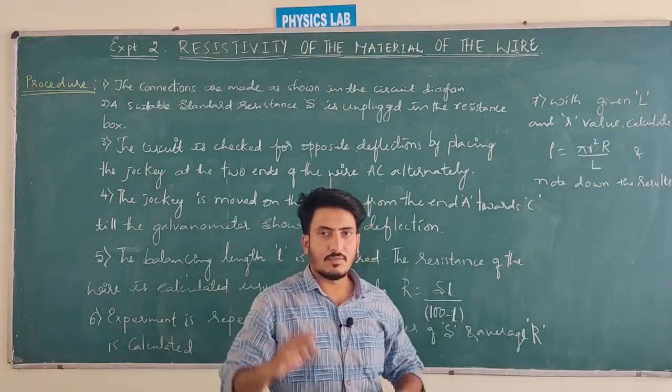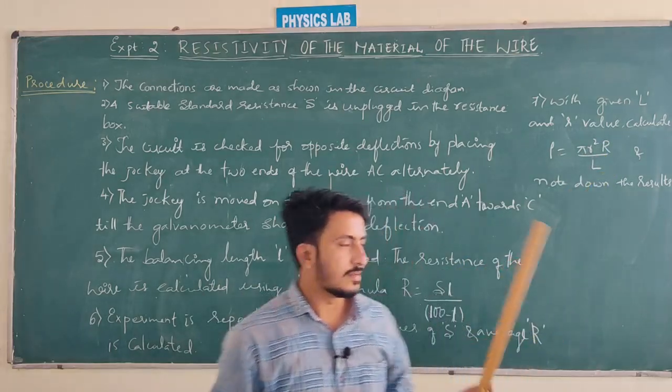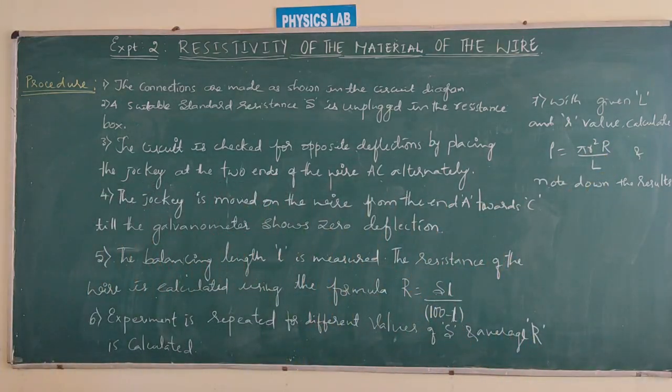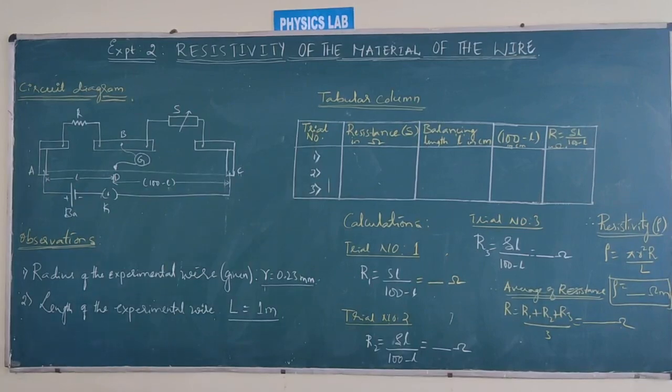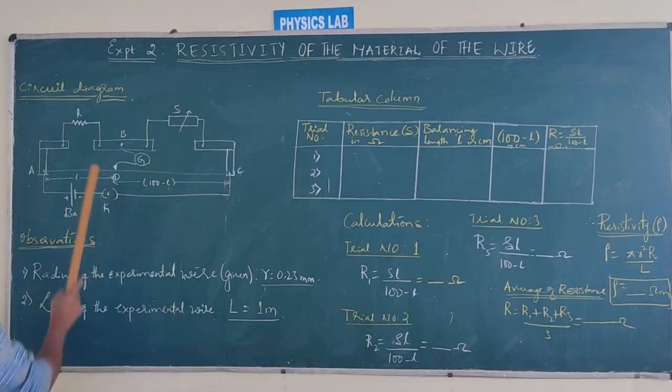Pi r square into R by L. Okay, once I go with the setup, I will explain you all. Just observe this. Okay, students, look here now. I have drawn the circuit diagram. See, this is the circuit diagram for this experiment.